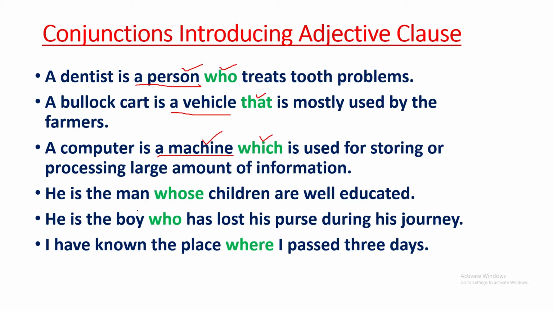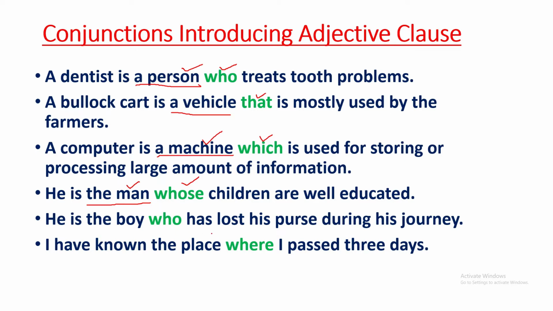He is the man whose children are well educated. Here whose is the subordinating conjunction introducing the clause whose children are well educated, and this clause describes the man, a noun. So this clause is an adjective clause or relative clause introduced by the subordinating conjunction whose.